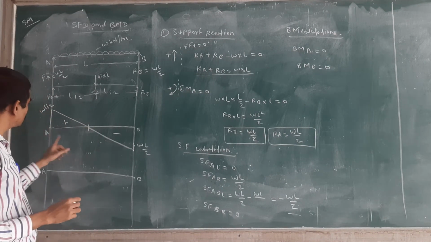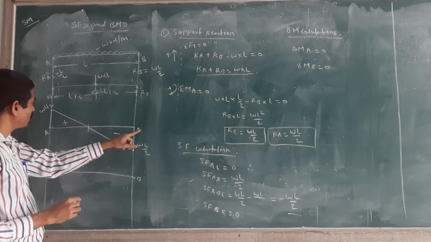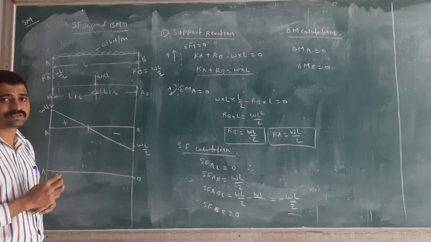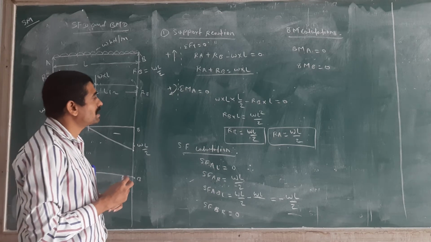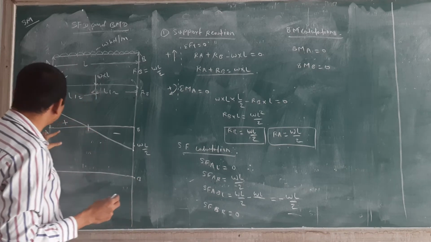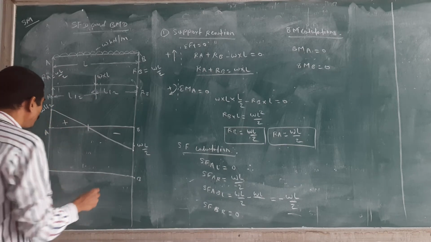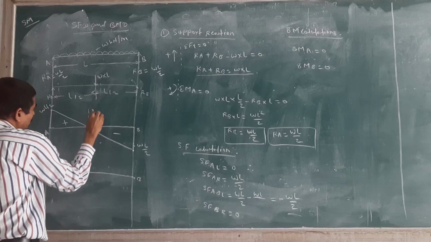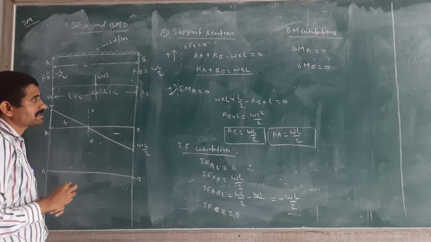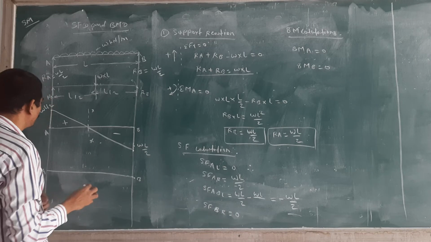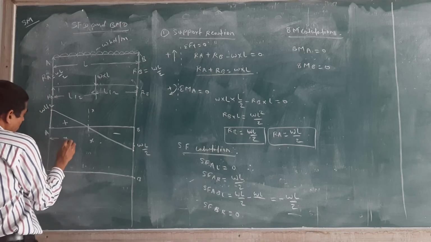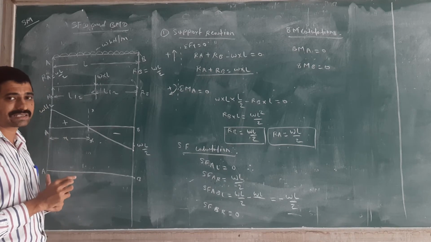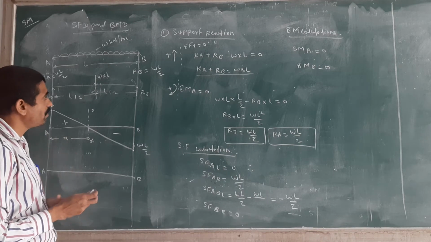But we don't know the distance from point A or from point B. You have to find out the distance first. Then how to calculate that distance? You have to take the summation of SF. Suppose I consider this section as XX, and we consider this distance as x from the A point. Then you have to calculate the value of x.